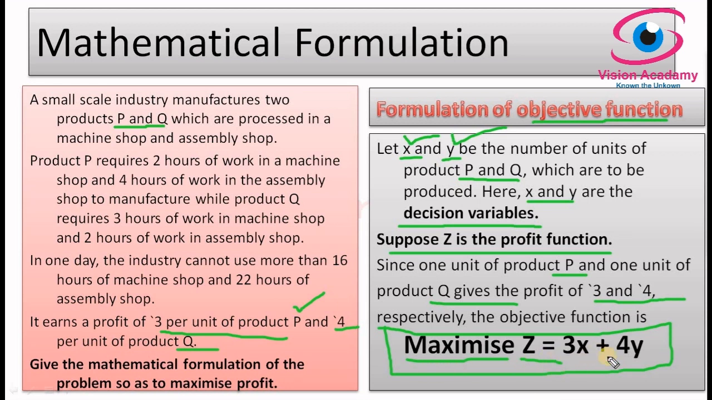Very simple, I will brief it. There are 2 products here, we have renamed them as X and Y, and the objective function is maximize because profit information, profit must be maximized. So product P gives 3 rupees per unit, 3x, product Q gives 4 rupees per unit, 4y, okay. Maximize Z equals 3x plus 4y, that's simple.